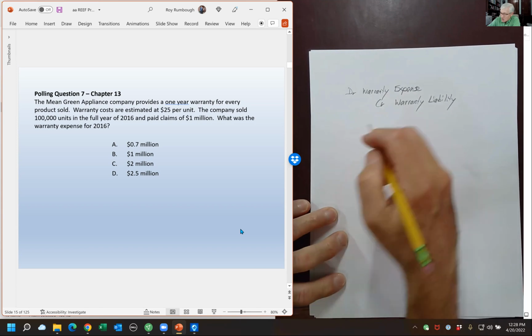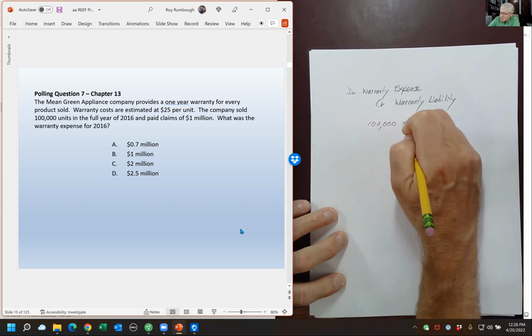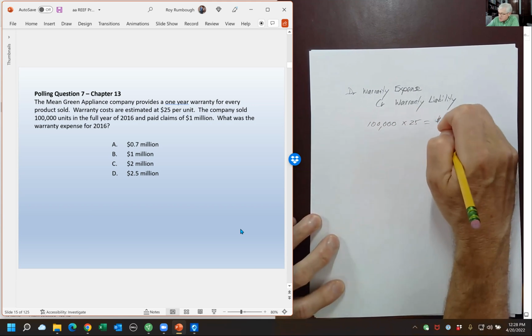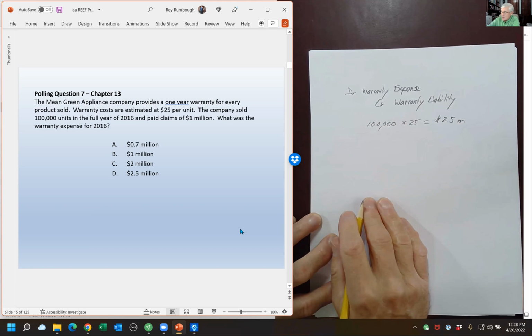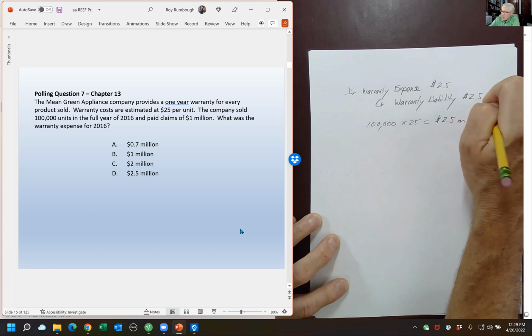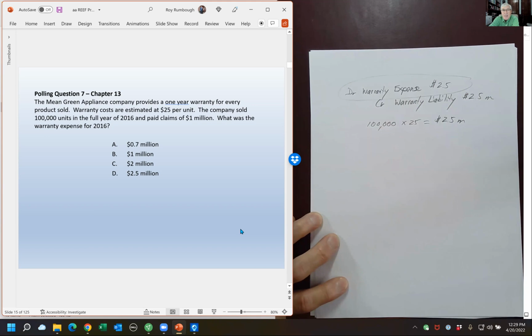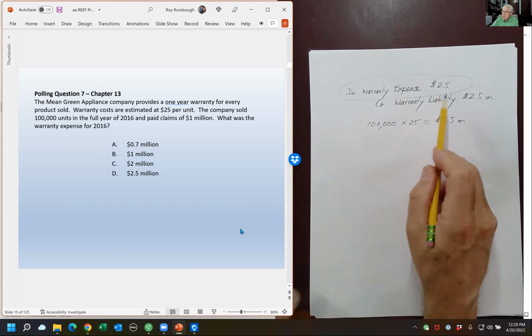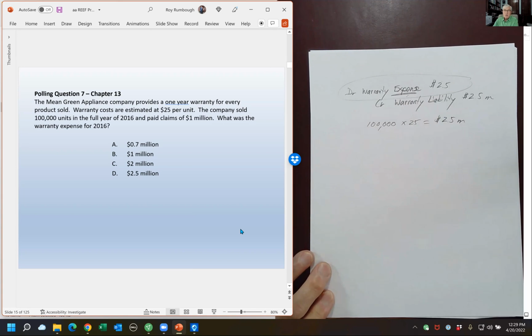So the warranty expense, we sold 100,000 units times $25, and that's going to equal 2.5 million. So there you go. Warranty expense for 2.5 million, and we're going to credit the warranty liability. And what's really important here is timing. We record the warranty expense with the revenues. So if we close our books every month, some companies do that, and we record revenues for that month, we're going to record the warranty expense for that month. In this case, it looks like the company only does this for full year financials. That's a very rare company. Most companies are doing monthly or quarterly financials. And so we want to match that warranty expense with the revenues.